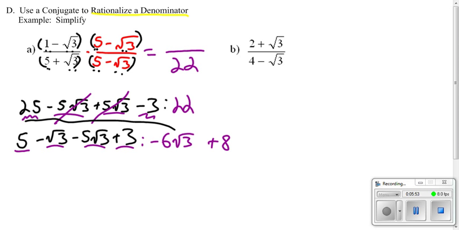I have it written kind of backwards. Normally you want the constant out front, so we would write that as 8. Oops, not plus, that would be minus 6 square roots of 3.